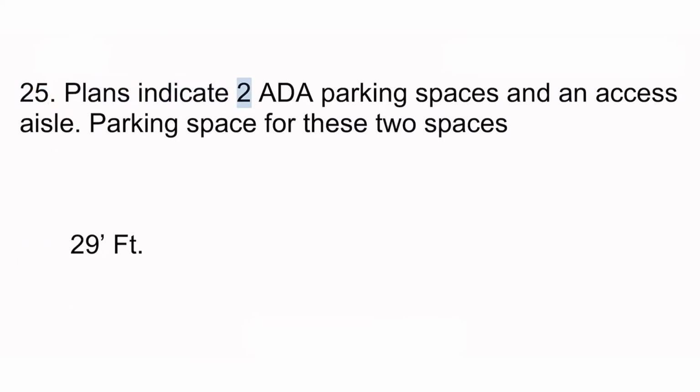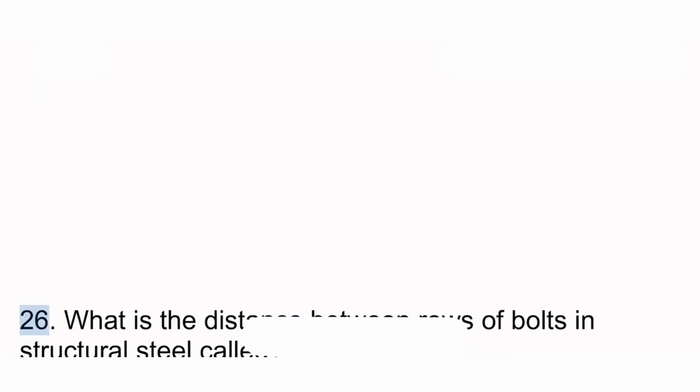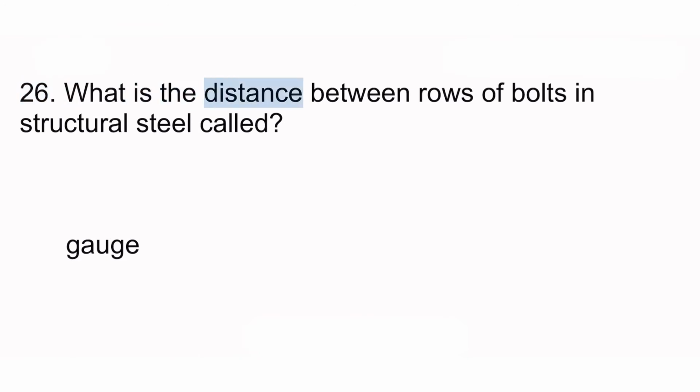25. Plans indicate 2 ADA parking spaces and an access aisle. What is the minimum width of the parking space for these 2 spaces? 29 foot. 26. What is the distance between rows of bolts and structural steel called? Gauge.